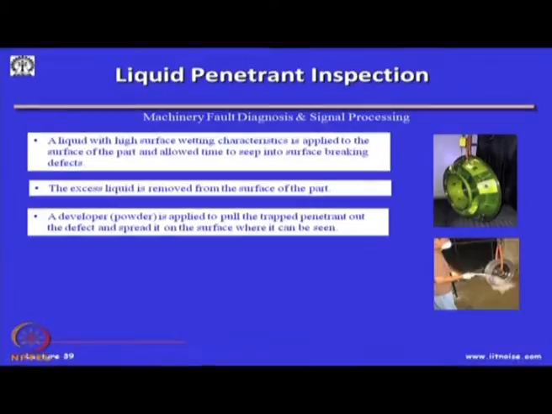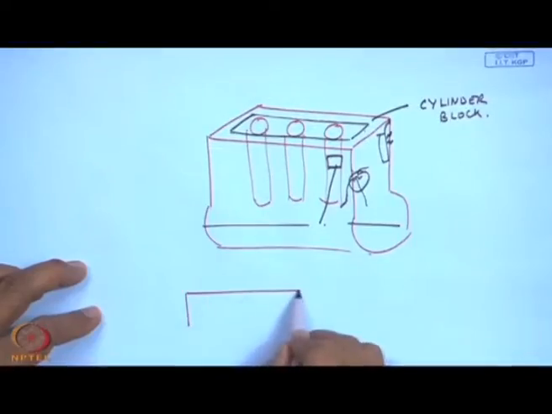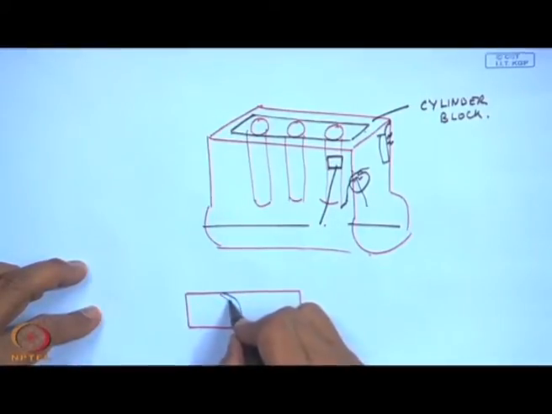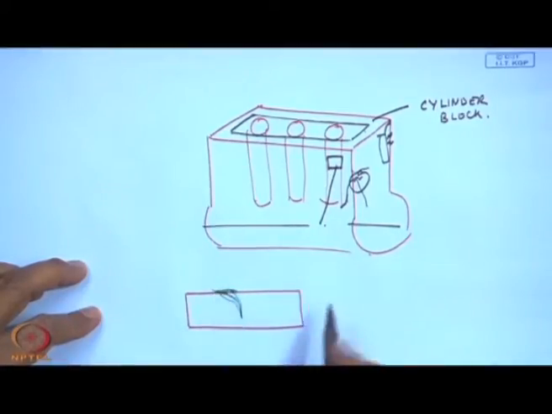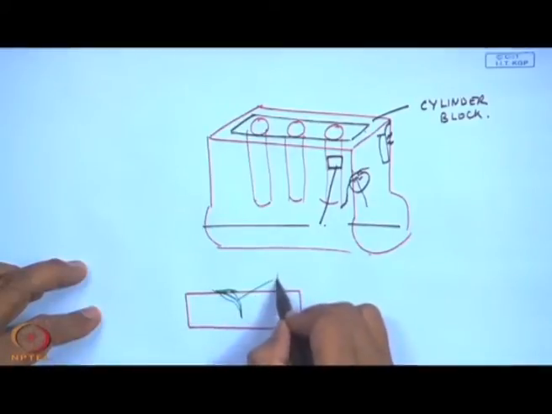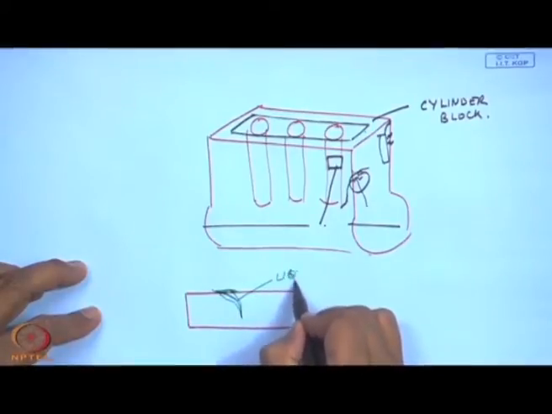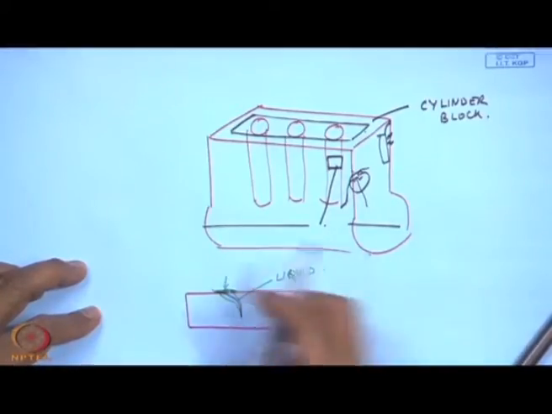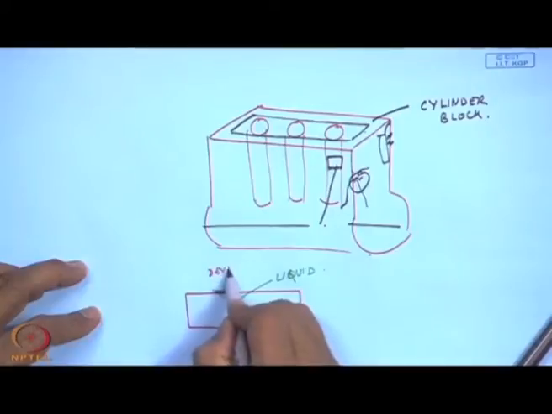So, basically if I was to think of a material where there is a crack, a very thin line crack like this, I will put a liquid, the green one is the liquid here, and then this liquid is going to come out to the surface. So, I can put a developer, this is my liquid. This comes onto the surface, where it can be picked up by a developer.